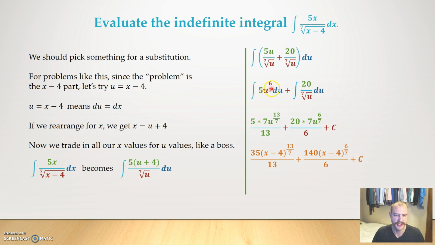And just be careful with your exponents. That's the tough part here. So like u, this is u to the 7 over 7. This is u to the 1 over 7. So in total, you have u to the 6 over 7. Notice I have not computed any derivatives yet.